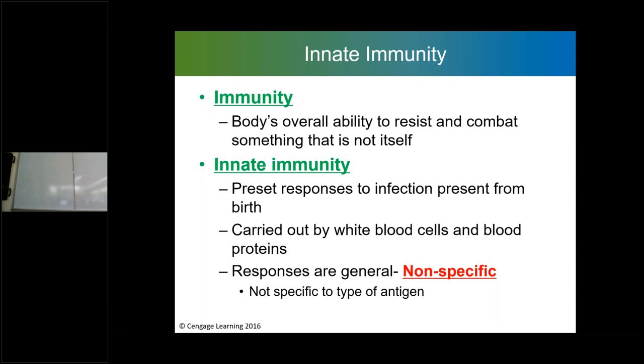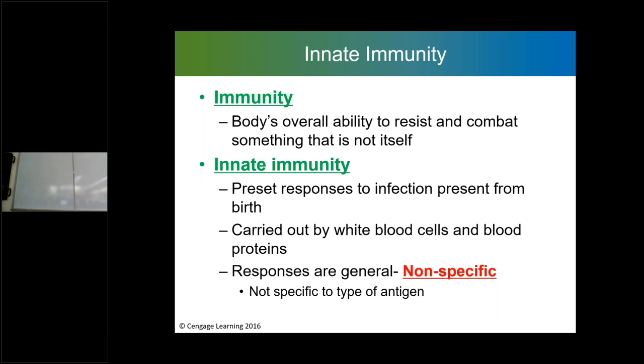Issues like rheumatoid arthritis, lupus, scleroderma, multiple sclerosis, as well as other endocrine disorders like hyperthyroidism and hypothyroidism, are also autoimmune and can really play havoc with the human body.